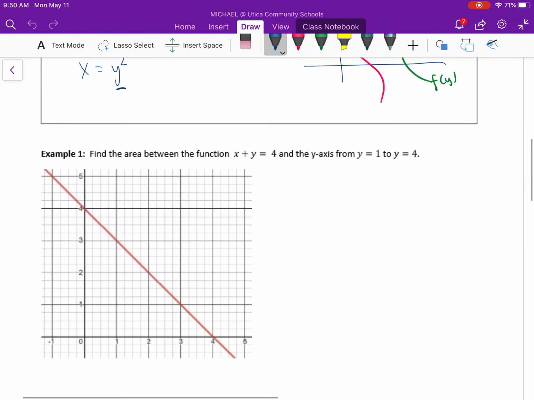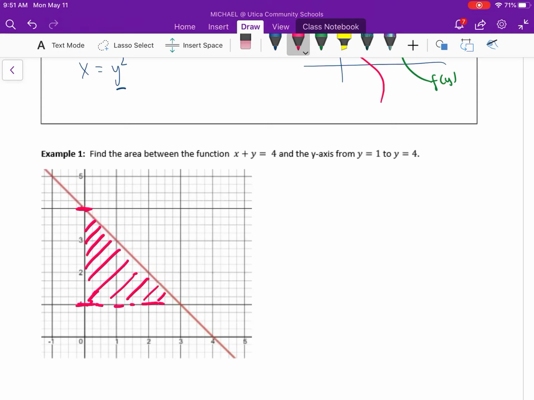So let's take a look at the first example. It says find the area between the function x plus y equals 4 and the y-axis from y equals 1 to y equals 4. So they're telling us they want to go from y equals 1 to y equals 4 of this function. So they want to find this area. Again, this is not between two curves. This is just area under the curve.